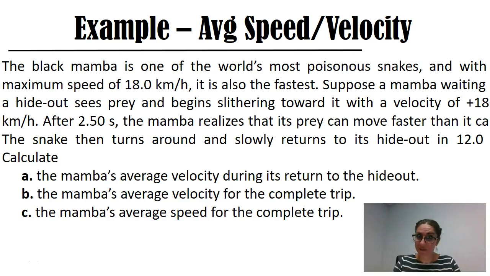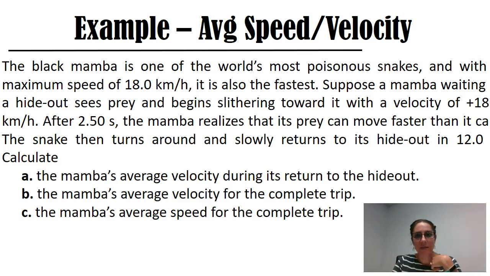Okay, I'm going to pretend that you did that, and hopefully you did, because it's very valuable for you. So here's an example of average speed and velocity as a calculation. The black mamba is one of the world's poisonous snakes with a maximum speed of 18 kilometers per hour. It's also the fastest. Suppose the mamba is waiting in a hideout and sees a prey and begins to slither forward with a velocity of 18 kilometers per hour, positive. After 2.5 seconds, the mamba realizes that its prey can move faster than it can. The snake turns around and then slowly returns to its hideout in 12 seconds.